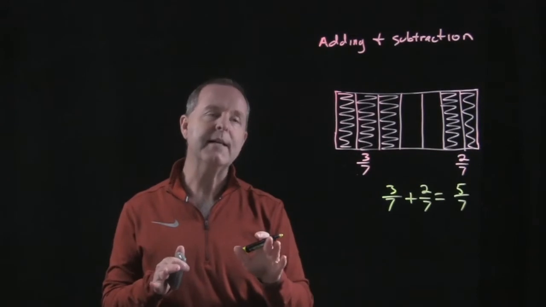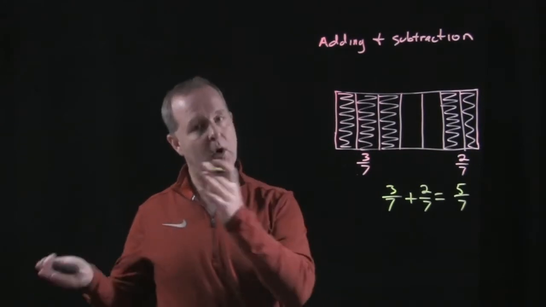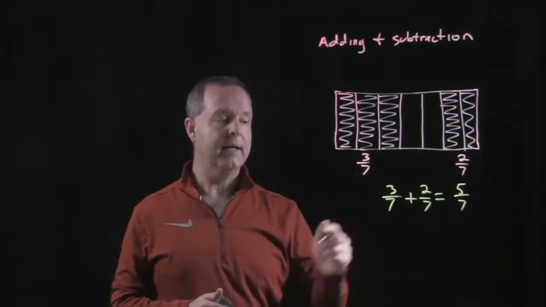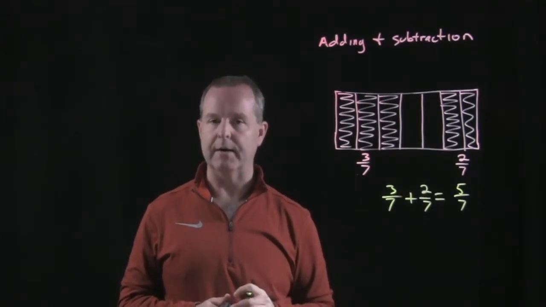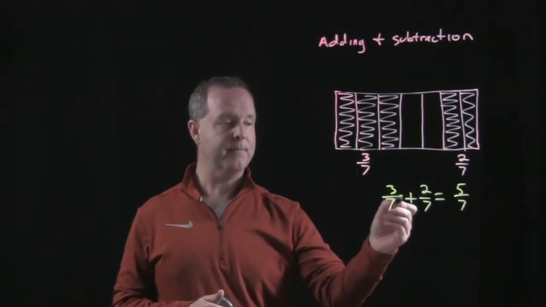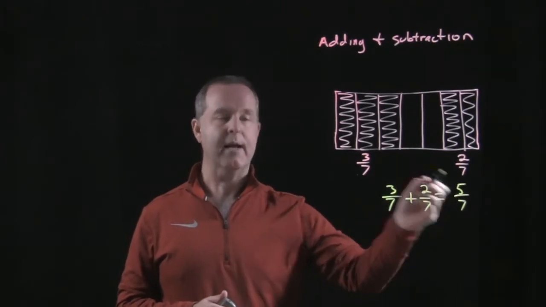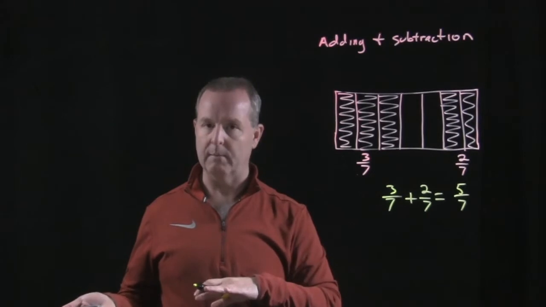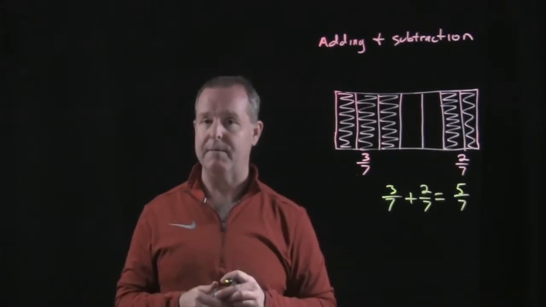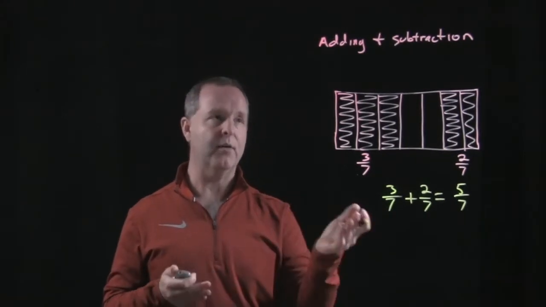So I hope you can see that when you're adding or subtracting fractions, if they have like denominators, you just simply add the numerators. So 3 parts of 7 plus 2 parts of 7 equals 5 parts of 7. A little bit different than when we were multiplying, so you need to keep that in mind. So let's look at another example.